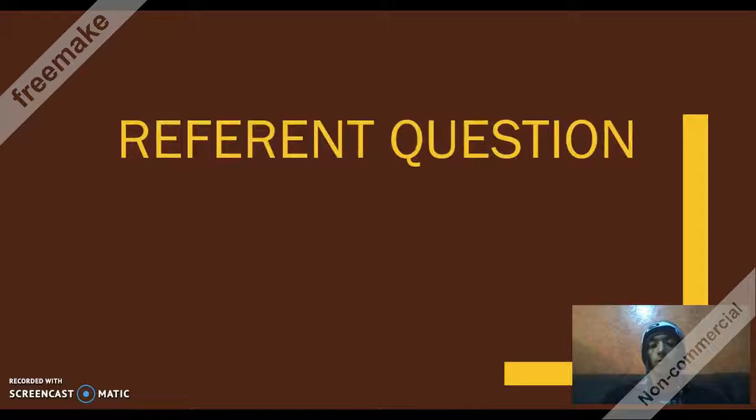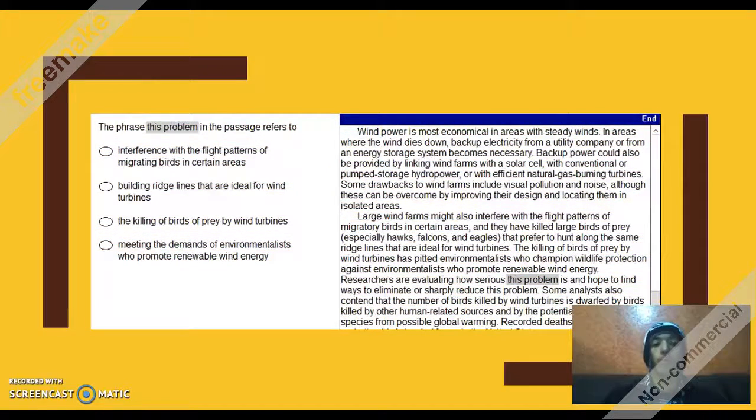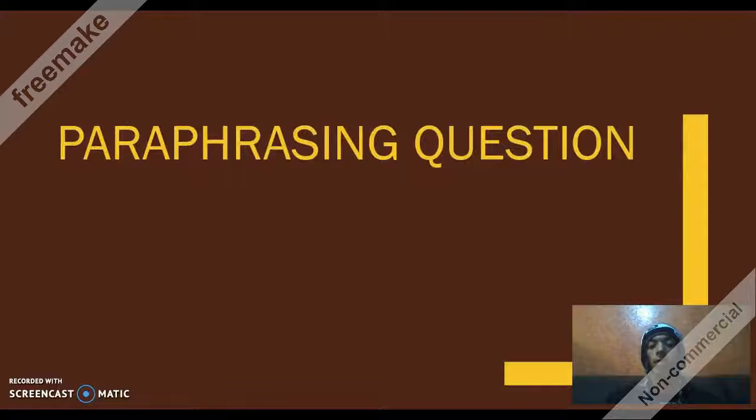Okay, next one, we have the referent questions. The word in the passage refers to. Okay, for example, we have the phrase this problem in the passage refers to. We are going to look for this problem, for those words in the passage. Okay, so we have highlighted in the passage, and then we are going to know what is the referent to which it refers to.